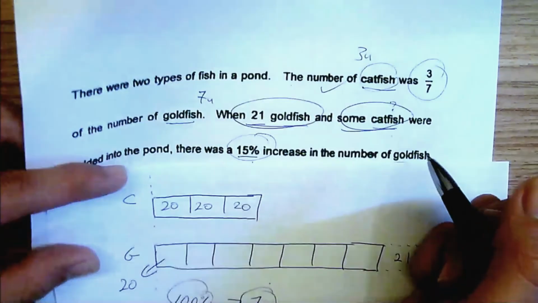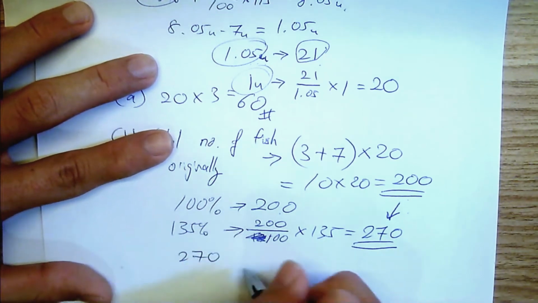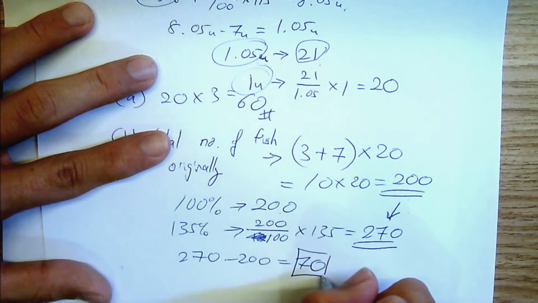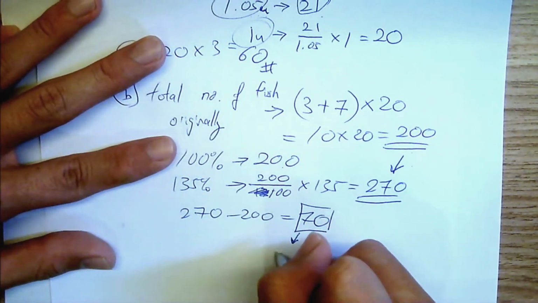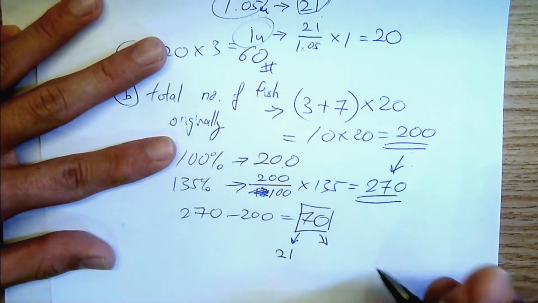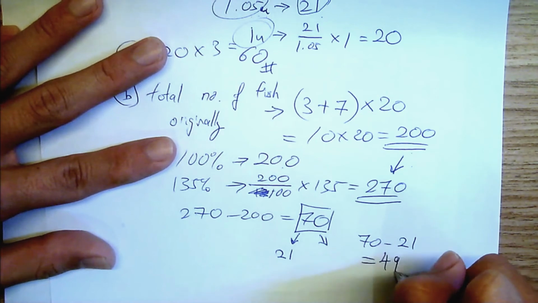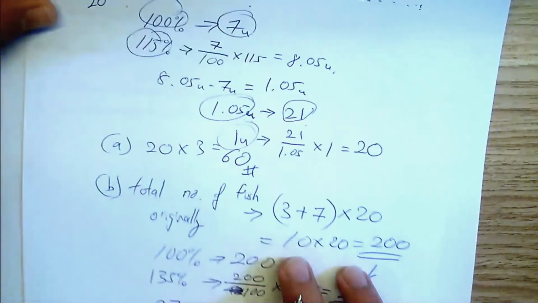Okay, so the difference being 70, right? So I take 270 minus 200, the difference is 70, and this represents the increase in number of goldfish and catfish. Since I know that the goldfish that was added is 21, how to find the catfish? Just take 70 minus 21 and you get 49. So you get 49 fishes. Okay, so this is actually the answer.